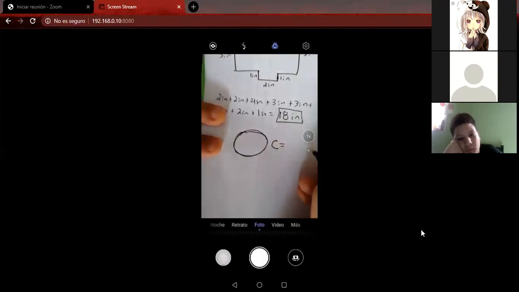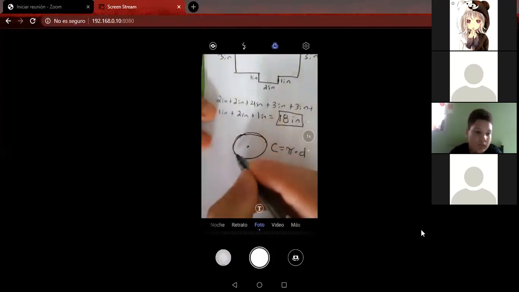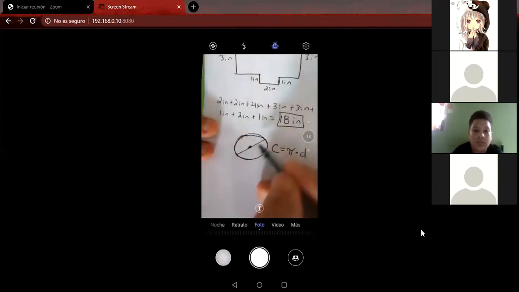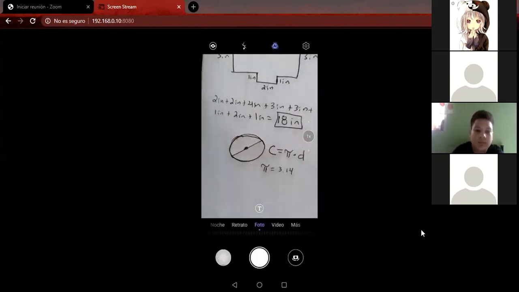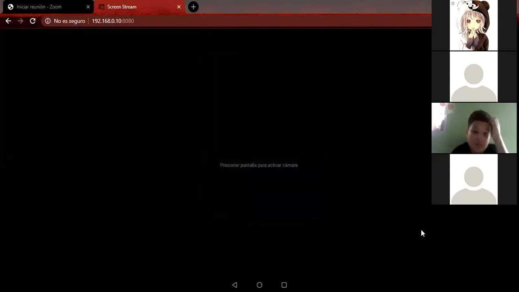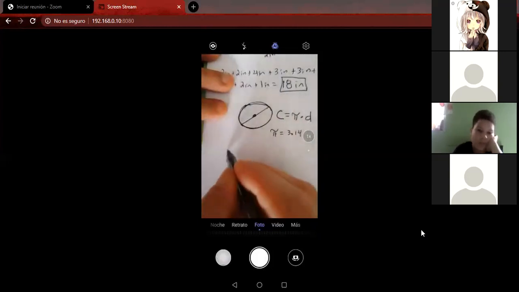And my formula for circumference is P times D. What is D? D, I already explained this in previous topics. D is diameter, okay? It's a line that starts from here and ends on the other side. And P we are going to use as 3.14. So, let's do two exercises.